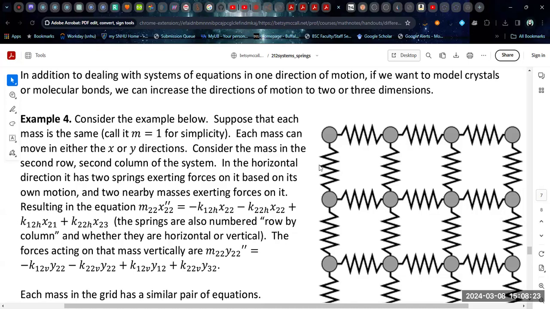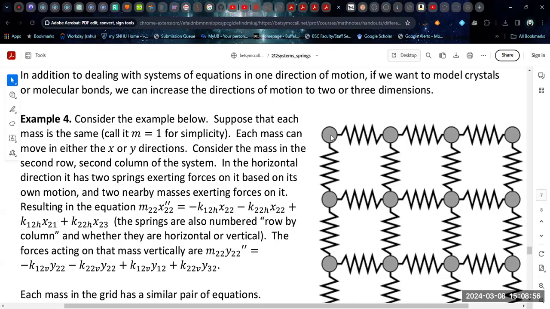Now, for each one of these components, for the moment, we're going to pretend that all of these masses are just one, just for the sake of simplicity, so that they're all equal. Obviously, in a crystal structure, that would only be true if all of the atoms were identical. But here, we're just going to simplify it a little bit, just for the sake of talking through the concept.